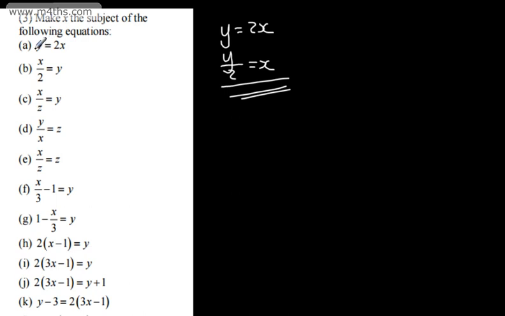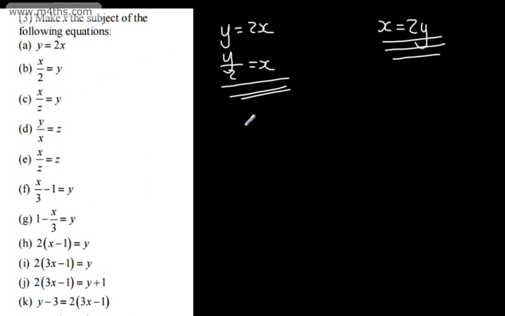Currently, y is the subject. Here, x divided by 2 is y. The inverse operation of dividing is multiplying, or if you like, you could divide both sides by half. It really doesn't matter. x would be equal to 2y. So now we've got x as the subject of the equation.